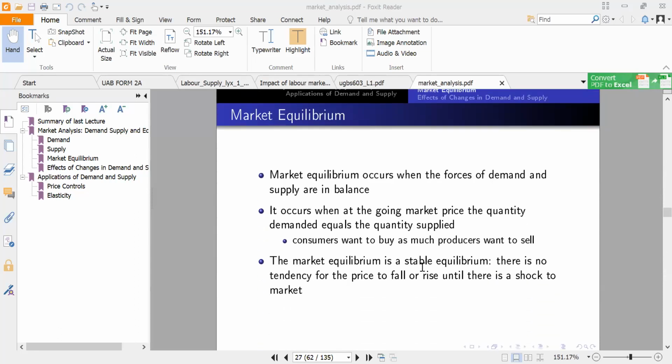The market equilibrium is a stable equilibrium. We say that it's stable. Okay. There is no tendency for the price to fall or rise until there is a shock. The shock can come from the factors that will shift supply or factors that will shift demand. That will cause a shock in demand or supply. But if there's no shock, then the market equilibrium will hold.